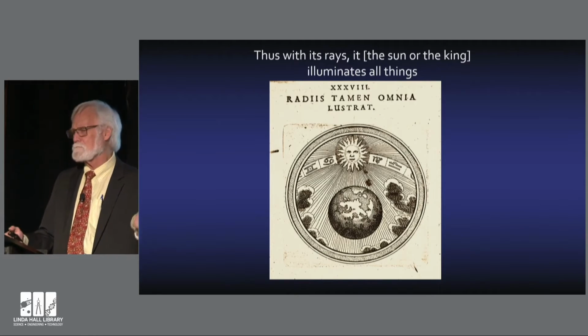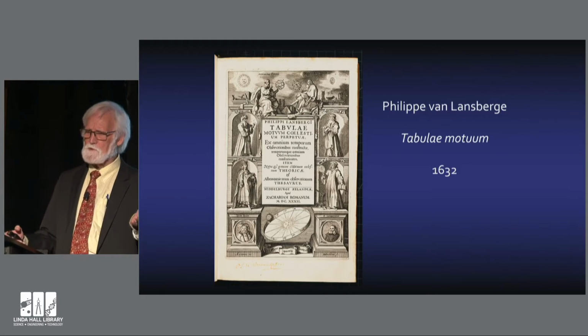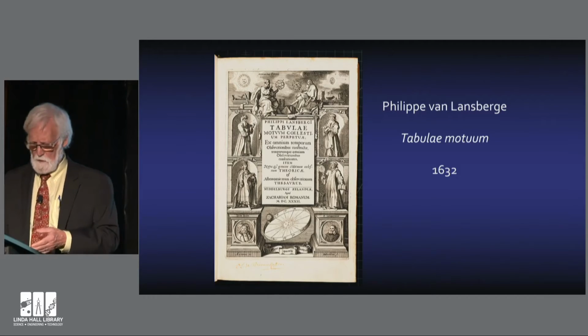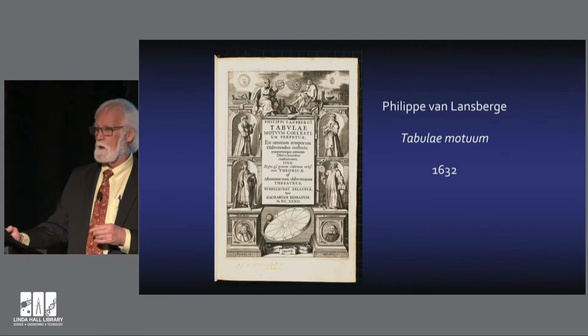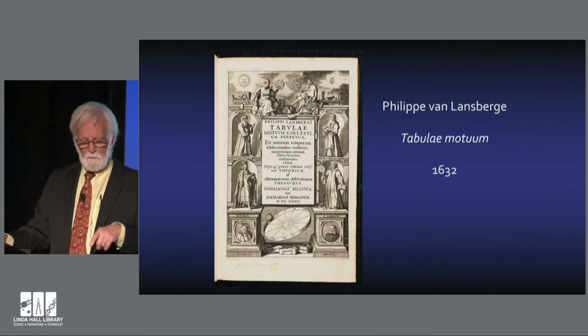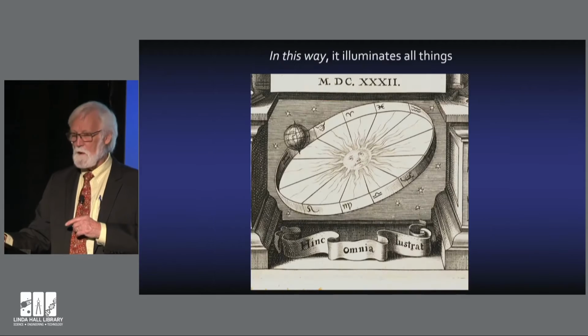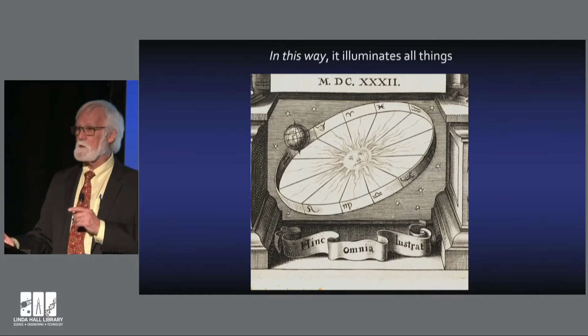So it's a nice little emblem. If you look at this book in our collection, which is an astronomy book from 1632 by a man named Landsberg, he has taken that emblem and he's put it on his title page there at the bottom. I'm going to show you a close-up so you can see it. And what he did with this emblem is he turned it inside out.